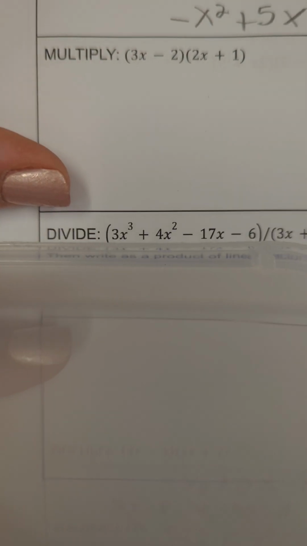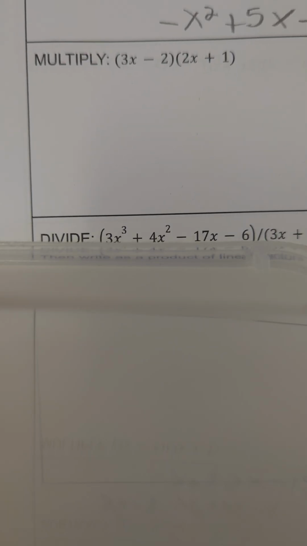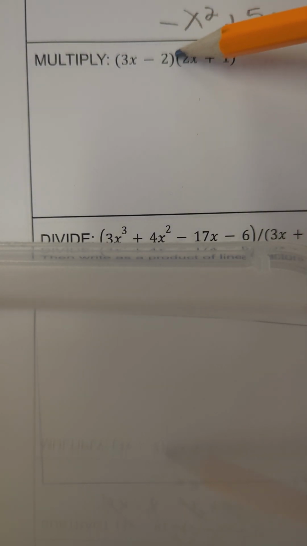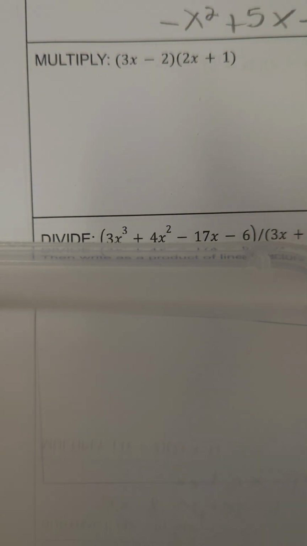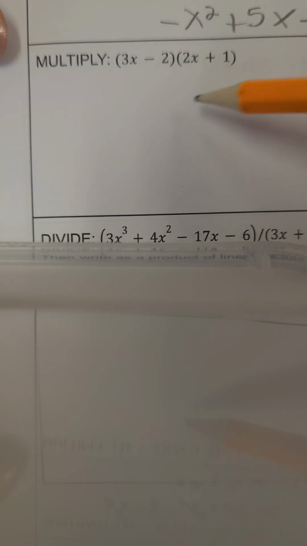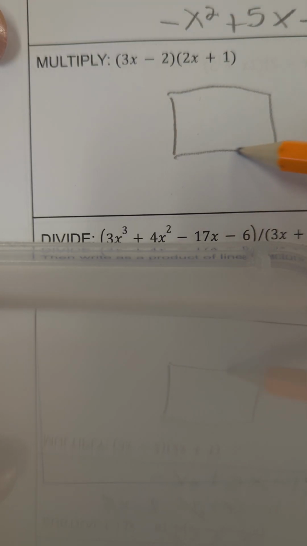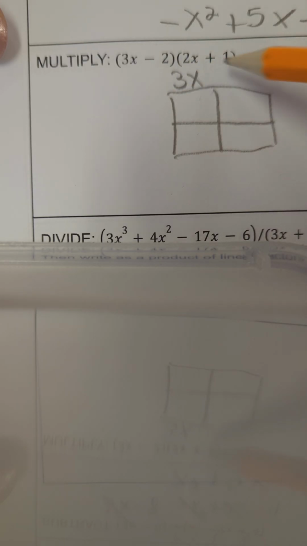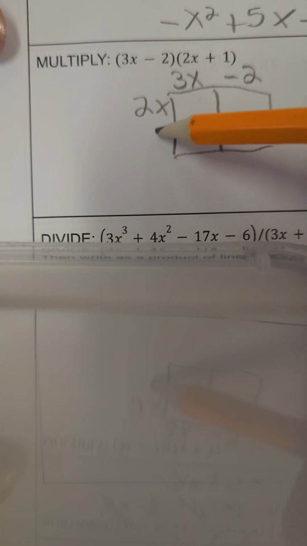So our next problem is a multiplication problem. So you can tell it's multiplication because there's no plus sign in between. They're just touching, the two parentheses. So you're going to want to set up either FOIL or the box method to multiply so that you don't forget any of the terms. So I have 3x minus 2 times 2x plus 1.